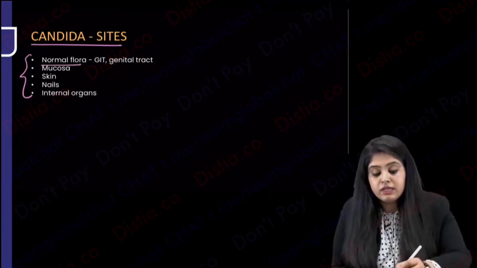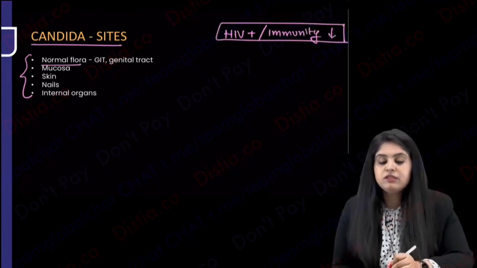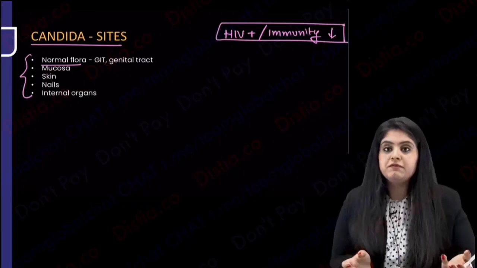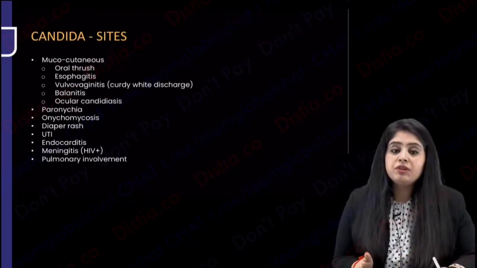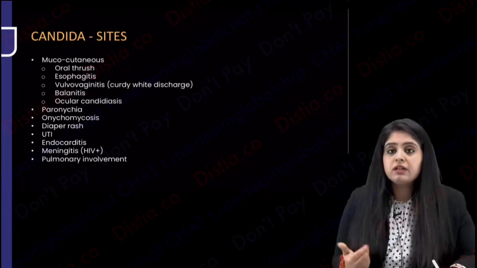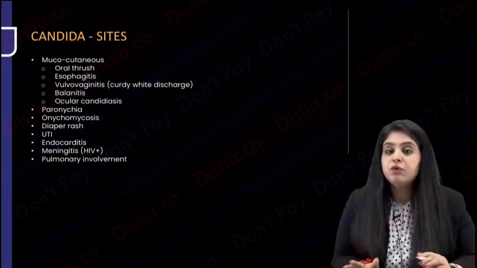And now I'm going to tell you that when the immunity of the person goes down, for whatever reason, maybe because of HIV or whatsoever, when the person is immunocompromised, then this normal flora can end up causing infections, right? So what are the different types of infections? I've written them all out because when you start enumerating, every organ of the body is affected. So let's go with the common ones.